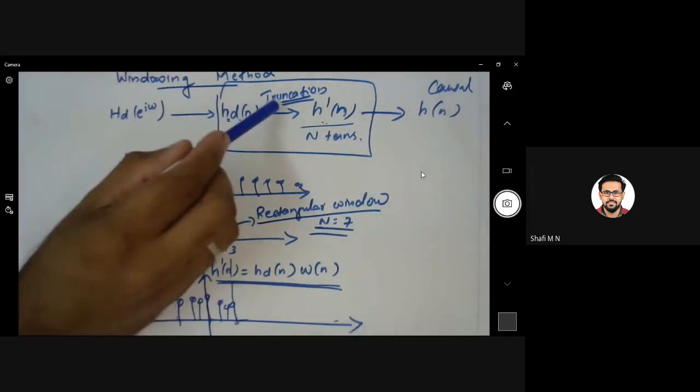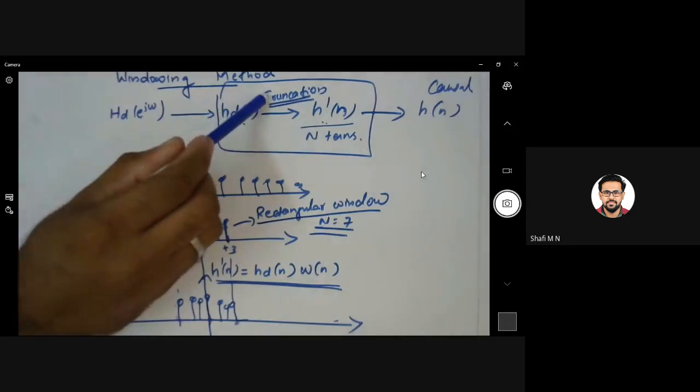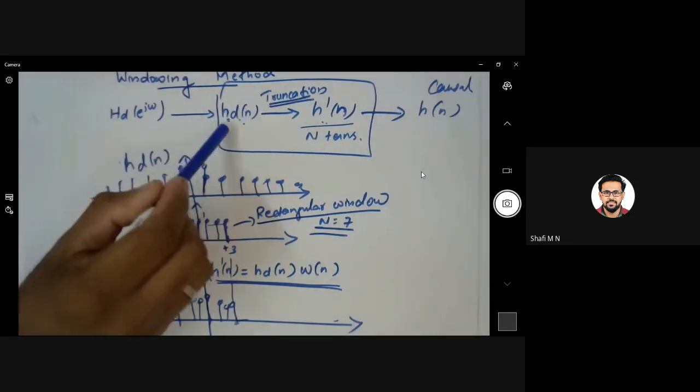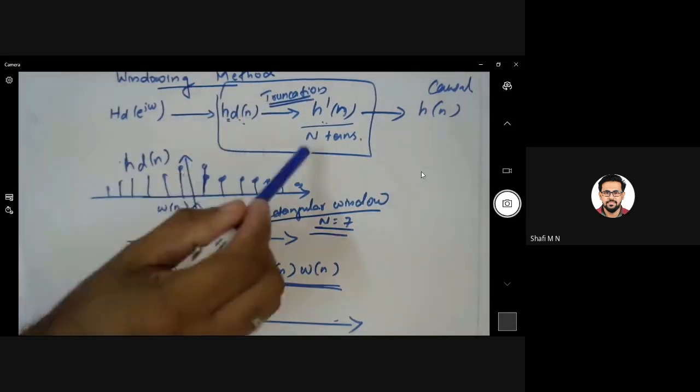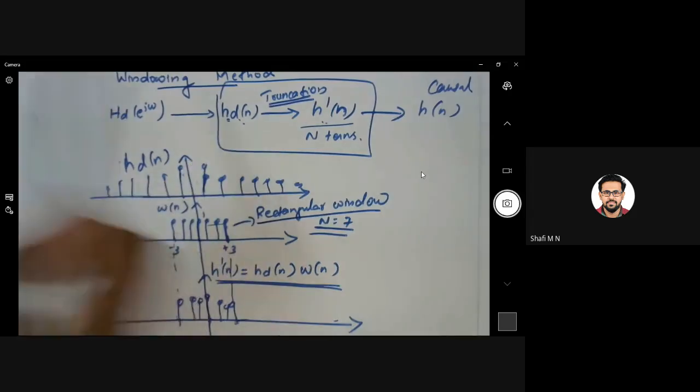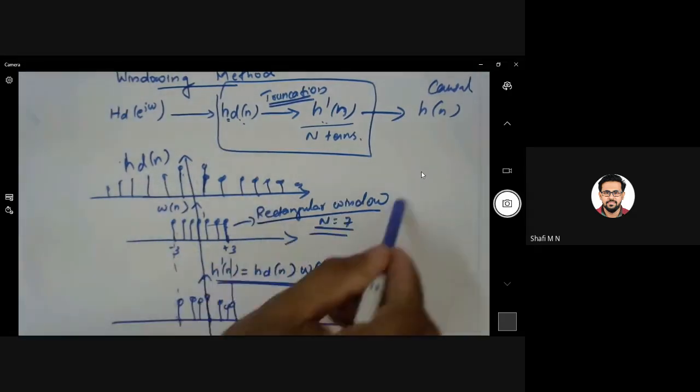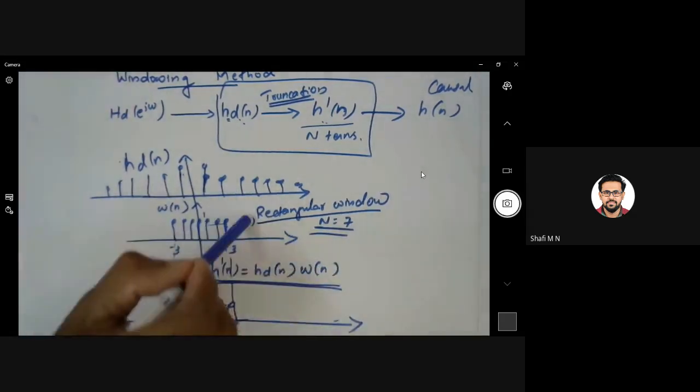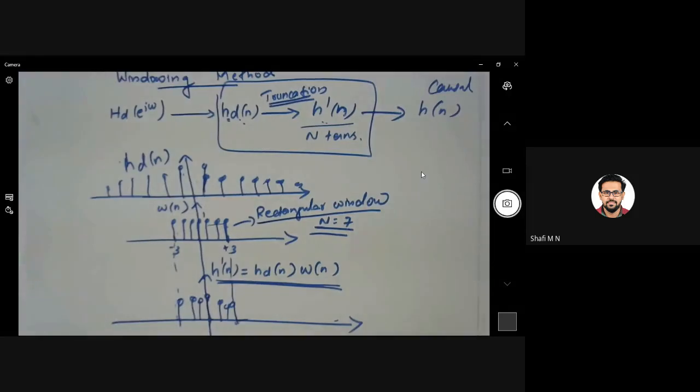I am defining truncation for you. Truncation is the process of making the length of this sequence finite. How can you do that? With the help of, say, a rectangular window. We have done truncation so far using a rectangular window. And this is the process that we have done till the last class. Right?